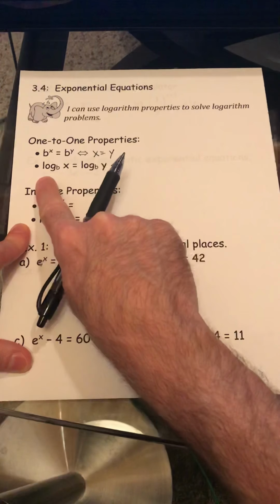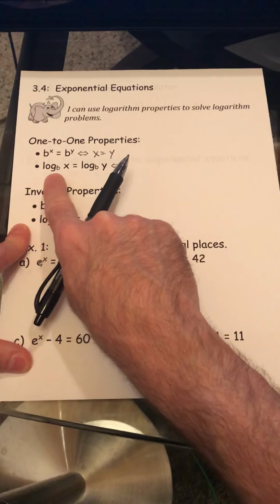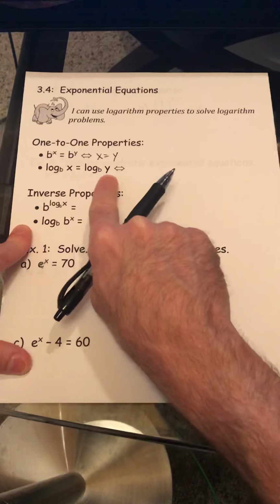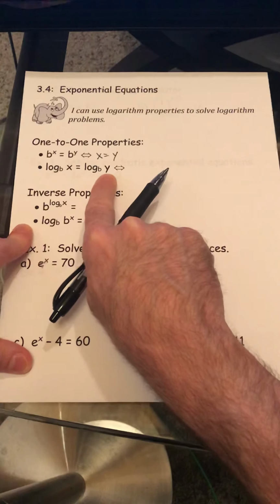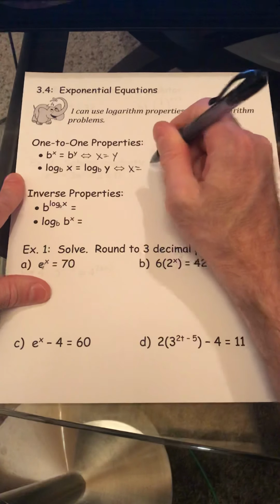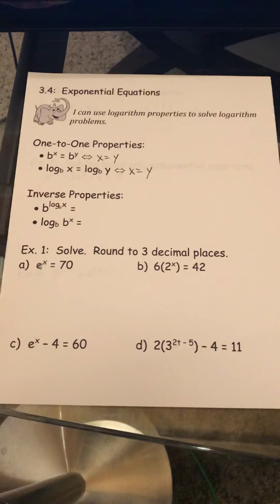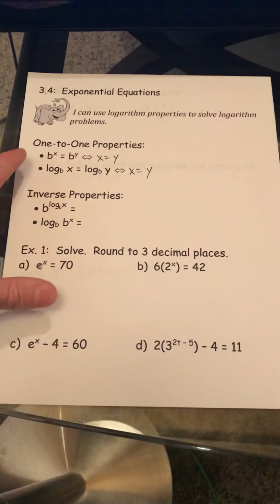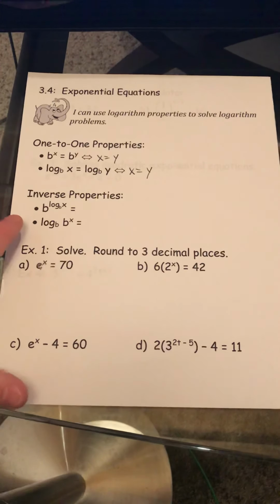The same thing works with logarithms. If you have log base b of x, and it's equal to log base b of some other quantity y, those two quantities within the logarithms will equal each other as well. Those are things we use a fair amount in this next section.